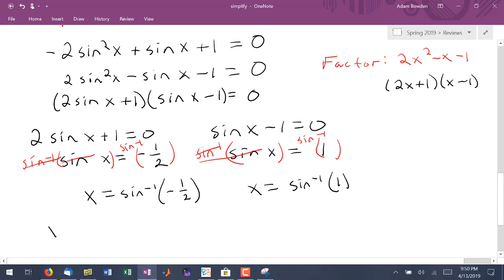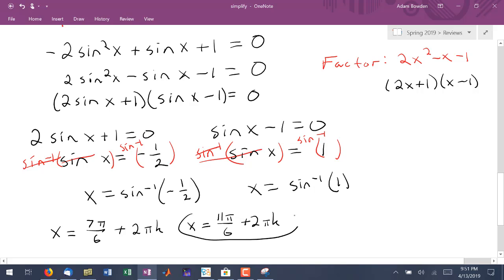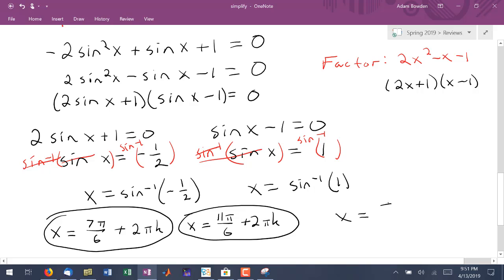And there are two angles for the first one. x is going to be equal to, if we check the unit circle, 7 pi over 6 plus 2 pi k, also 11 pi over 6 plus 2 pi k. That's where sine is equal to negative 1/2. And then for sine equaling 1, that would be pi over 2 plus 2 pi k.